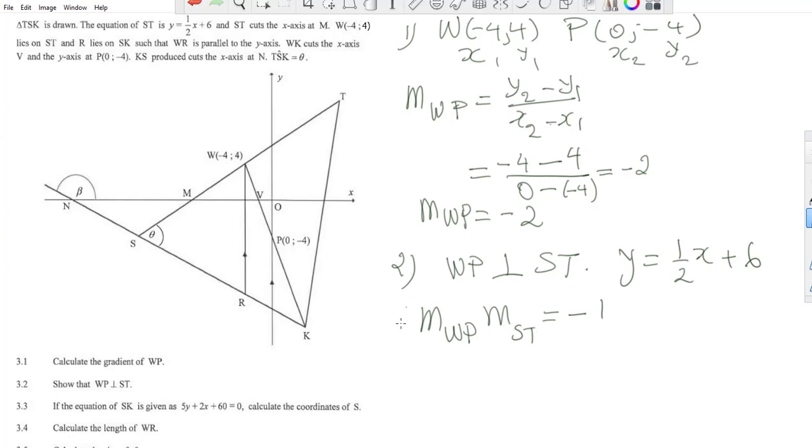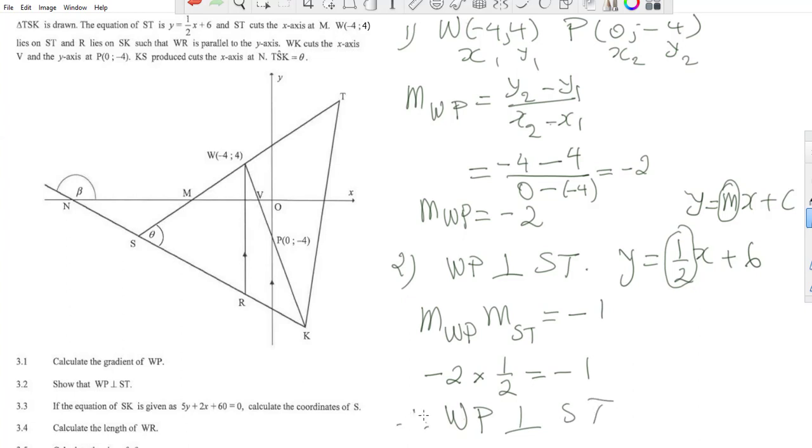Now, what is the gradient of WP? It is minus 2, and the gradient of this is the gradient. Remember, the formula will be mx plus c. So the gradient is the coefficient of x, which is 1 over 2. And we see this calculation gives us minus 1, meaning that WP is perpendicular to ST. It's proven, okay? Now let's move to the next question.